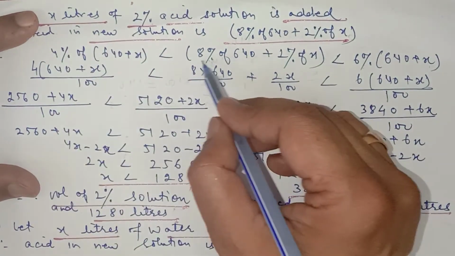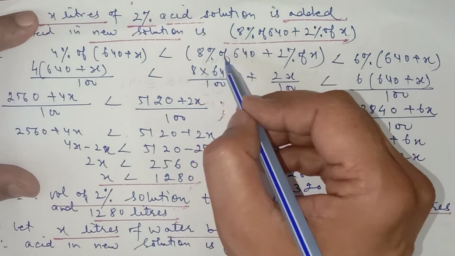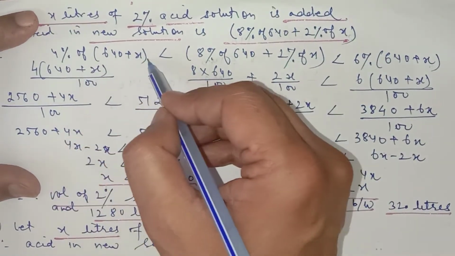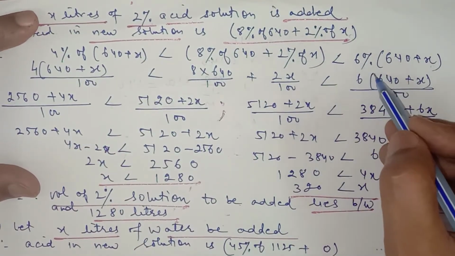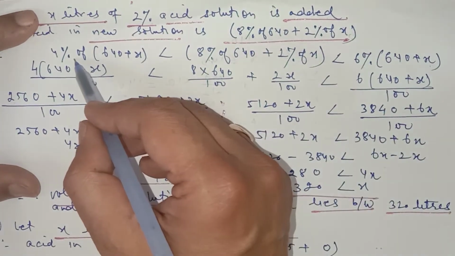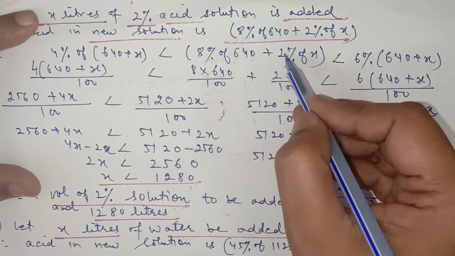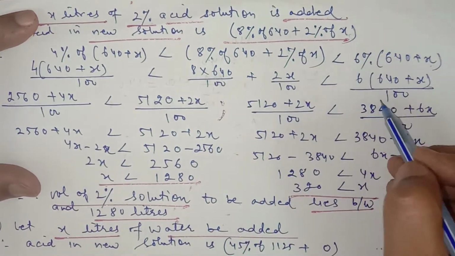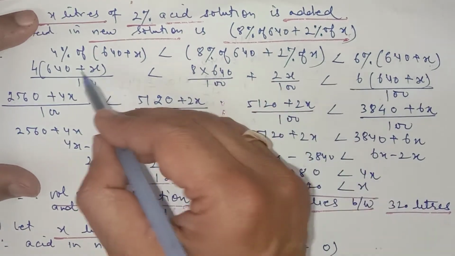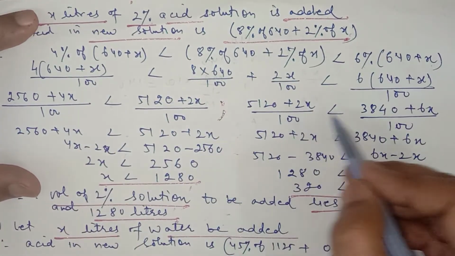This is the acid in the new solution: 8% of 640 and 2% of X, and it should be greater than 4% of 640 plus X and less than 6% of 640 plus X, which is the new solution. Now remove the percent: 4 upon 100, 8 upon 100, 2 upon 100, 6 upon 100. Add it and solve it individually. This and this you take individually, this and this you take individually.